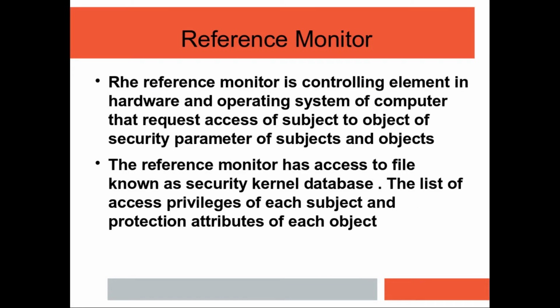So the reference monitor is a controlling element in the hardware and operating system of a computer that regulates the access of subjects to objects based on security parameters of the subject and object. The reference monitor has access to a file known as the security kernel database. That's what I was telling you. It holds the list of access privileges of each subject and protection attributes of each object, meaning there is authorization to access the object in the case of the reference monitor.